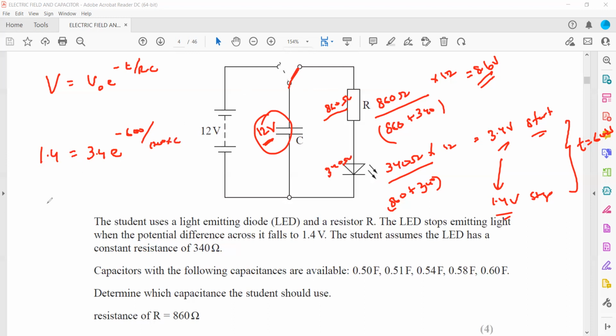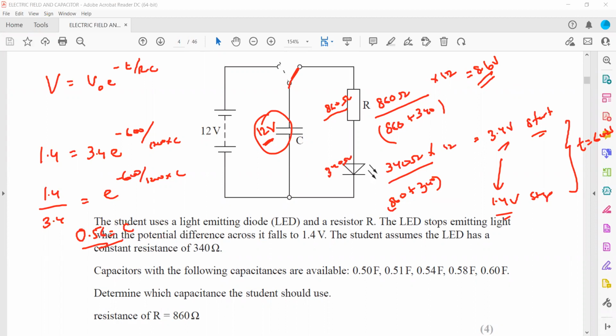Now we simplify 1.4 divided by 3.4 and take an anti-log of this. So 1.4 divided by 3.4 is equal to e raised to the power minus 600 over 1200 into C. And then taking anti-log on both sides, you will get the value for the capacitance, which is about 0.56.